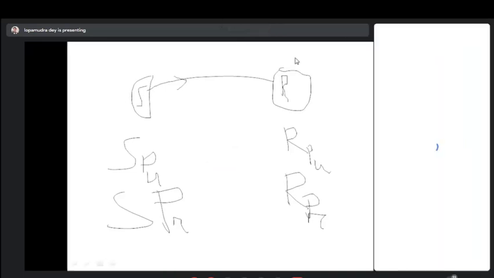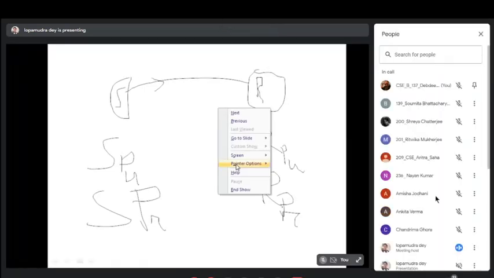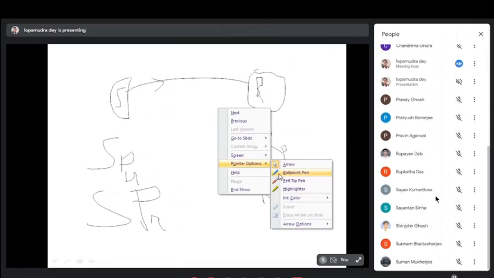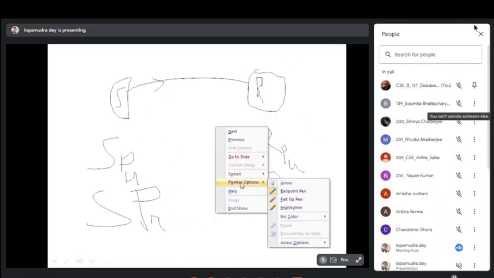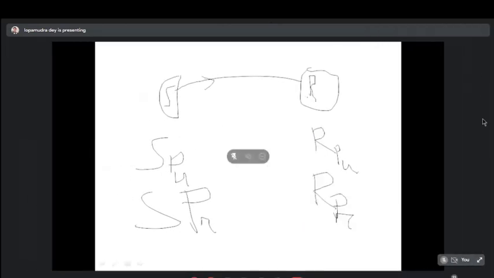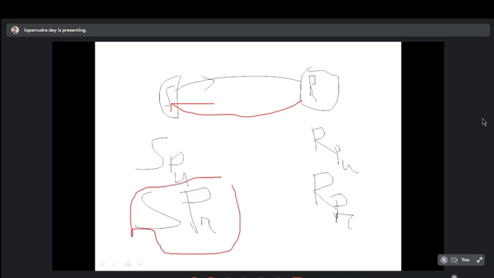Okay. Now suppose the receiver wants to send something. What will the receiver do? The receiver will use the sender's public key for encryption, so that the data can be decrypted by the sender's private key. The private key is not shareable, the public key is shareable.